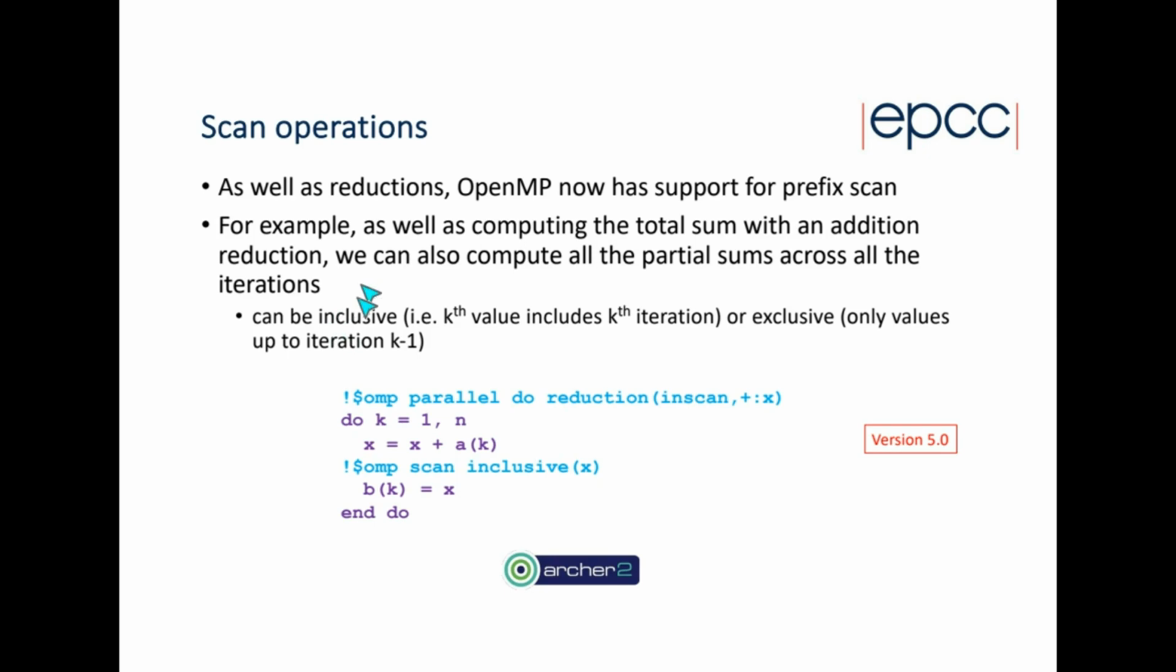So the syntax is a little bit complicated because you basically have to specify where the result is going to go, and also whether it's inclusive or exclusive. Inclusive means that the kth value includes the value from the kth iteration, or exclusive, where the kth value only has the values up to k-1.